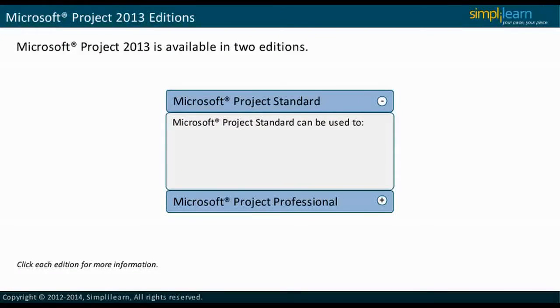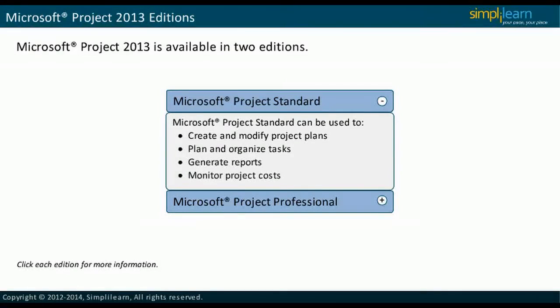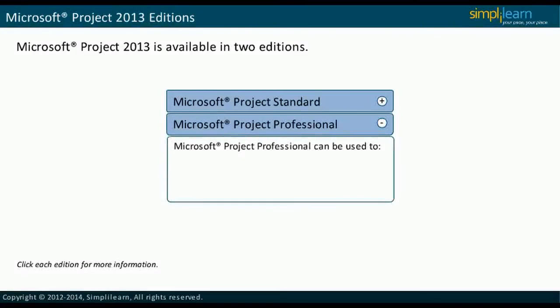Microsoft Project Standard is a desktop application that can be used to create and modify project plans. It provides basic project management tools to plan and organize tasks, generate reports to view project progress, and monitor project costs. Microsoft Project Professional includes enhanced features and collaboration tools, in addition to the features available in Microsoft Project Standard. Microsoft Project Professional can be used to connect to the Project Web App, or PWA, which is a browser-based interface of Microsoft Project Server. Using PWA, a project manager can share the latest status of the project, discussions related to the project, and the project timeline through a project website.